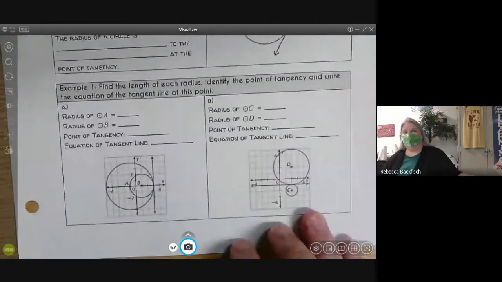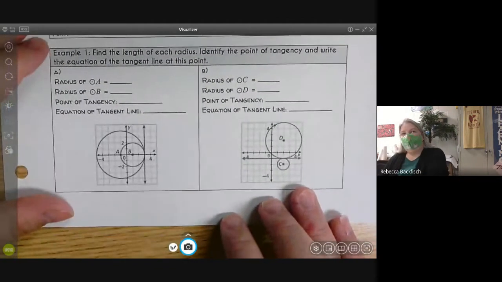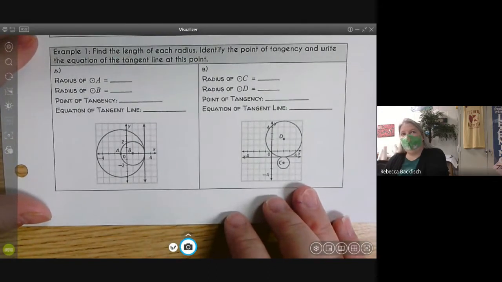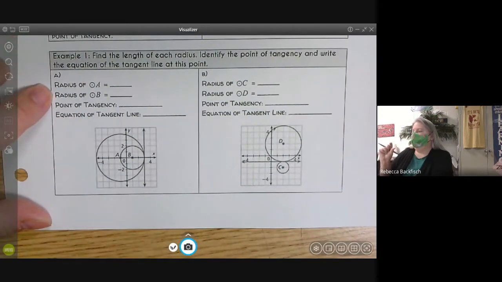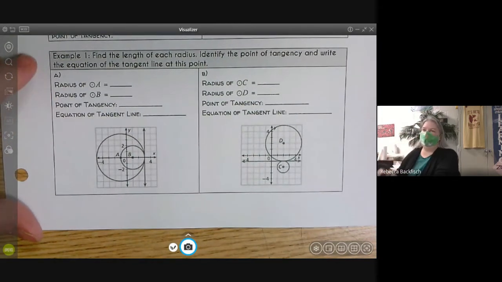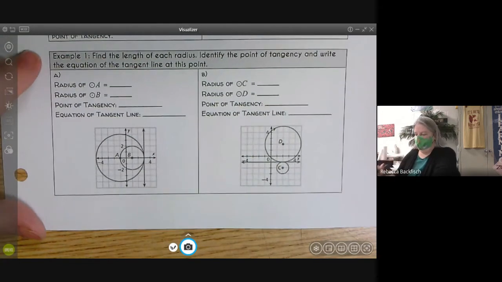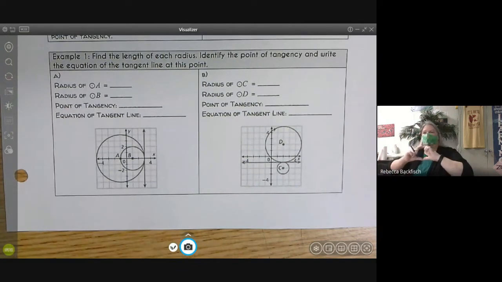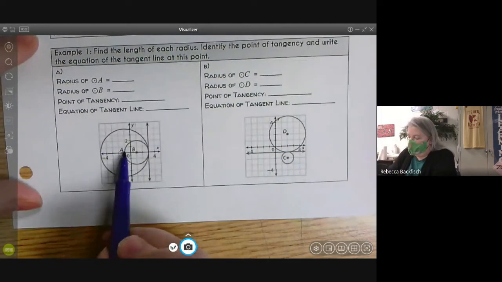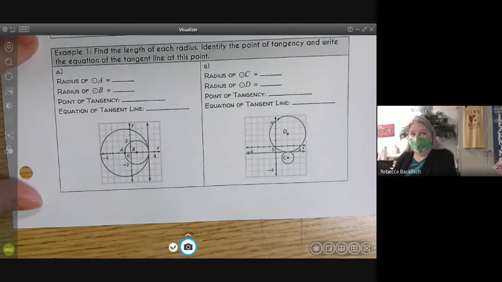Okay, so using that, a couple of different ways we're going to use it. First off, find the length of each radius, identify the point of tangency, and write the equation of the tangent line at this point. Okay, so the radius of A, remember that when we're looking at distance on a grid, you're not counting the marks, you're counting the spaces. So the radius of A, if I start at A and go to the edge of the circle, generally you just count up, down, left, or right to see how far it is to the edge. So A, 1, 2, 3, 4 is my radius.